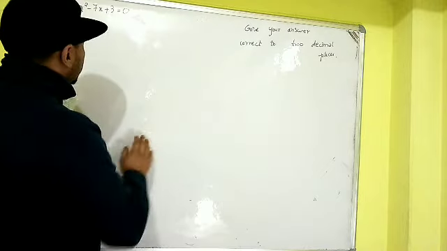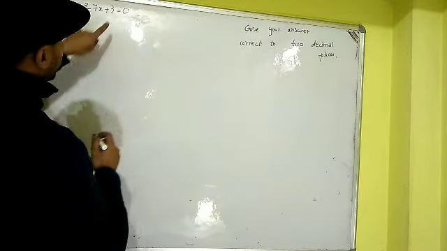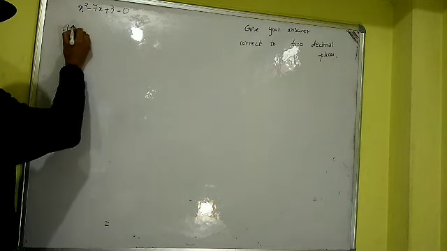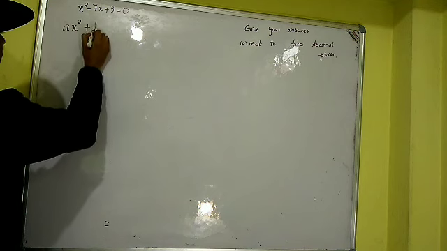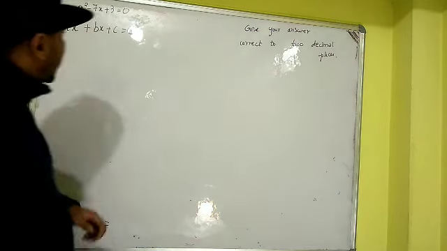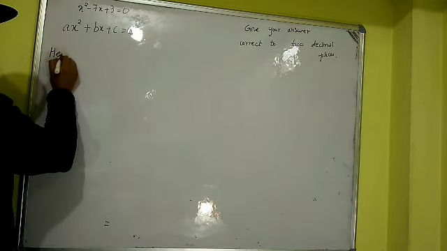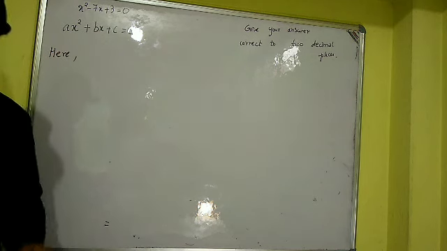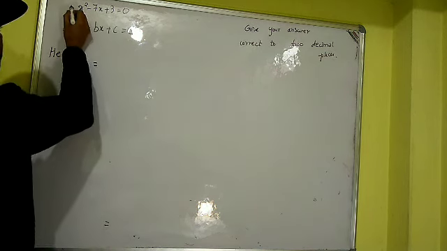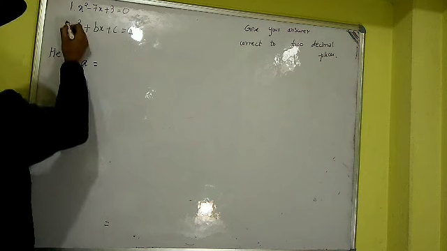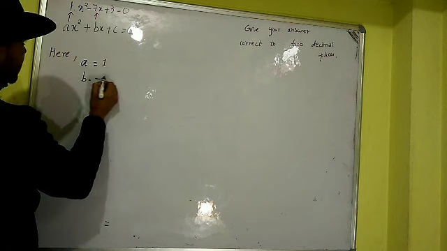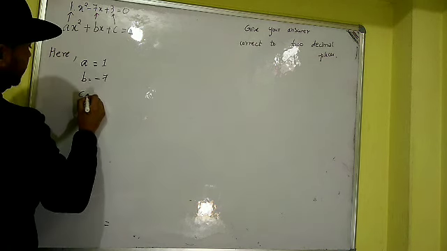Okay, so what is the first thing that we need to do? We need to compare the given quadratic equation with the general equation. Okay, so what is the general equation? Ax square plus bx plus c is equals to 0. Alright, so what is the value of a? If we compare here, if nothing is there, that means it is 1. So the value of a is 1, b is 7, but it's minus, so we have to write minus 7, and c is equals to 3.